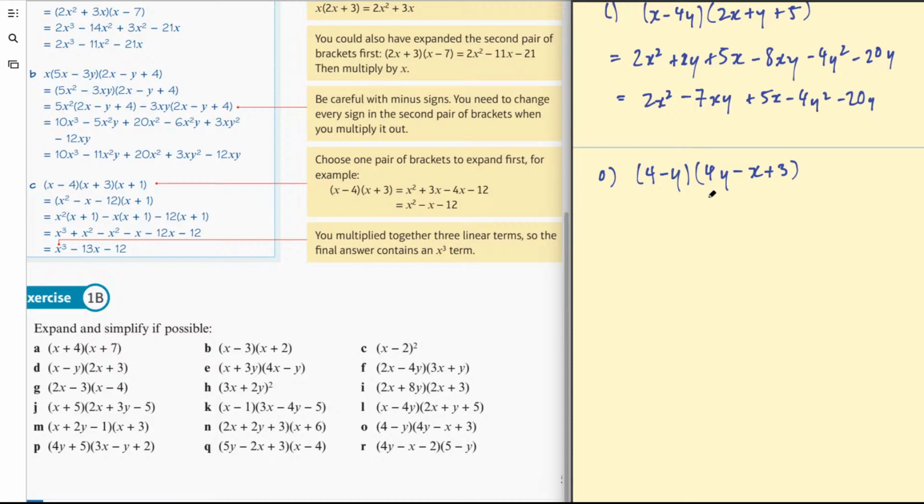Next one, 4 take y multiplied by 4y take x plus 3. Again, multiply everything in the first brackets by everything in the second brackets. 4 multiplied by 4y is 16y. 4 multiplied by negative x, negative 4x. 4 times 3 is plus 12. Negative y multiplied by 4y, negative 4y squared. And then we have a plus xy and a negative 3y.